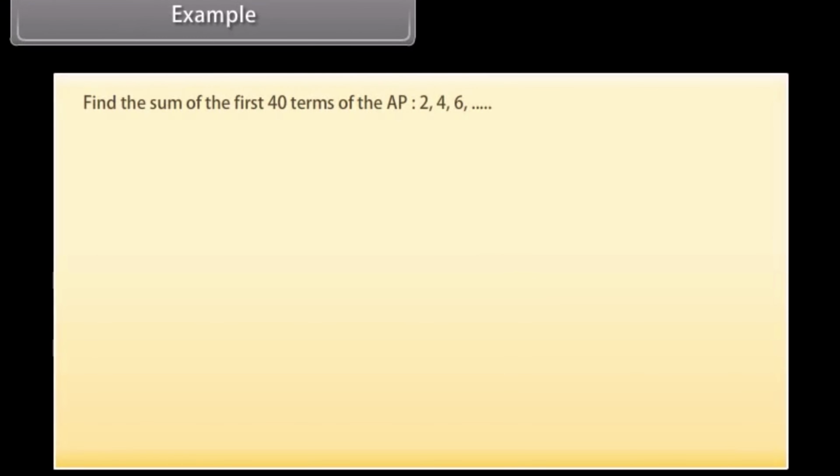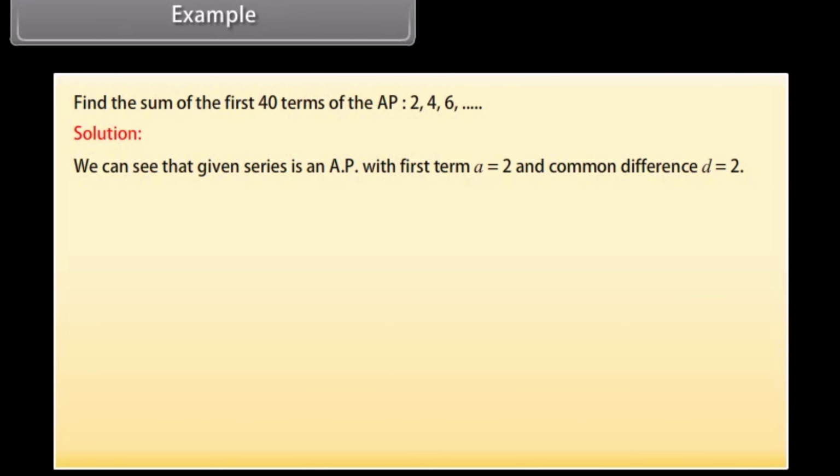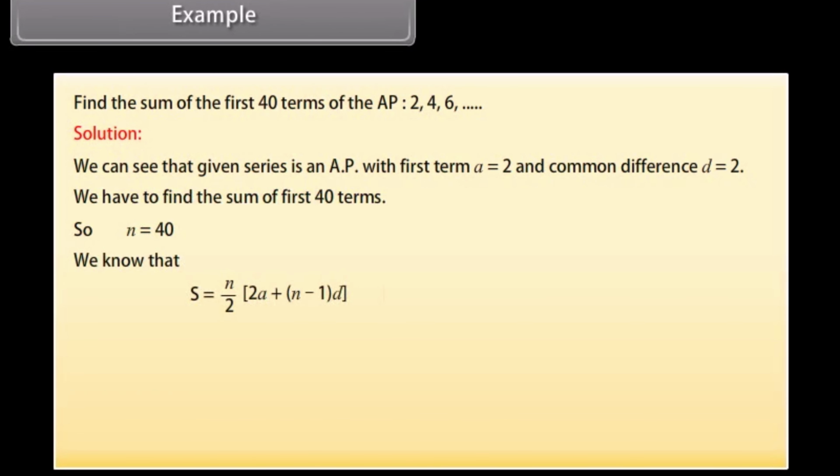Example. Find the sum of the first 40 terms of the AP 2, 4, 6, and so on. We can see that the given series is an AP with first term a equal to 2 and common difference d as 2. We have to find the sum of first 40 terms. So, n is equal to 40. We know that S is equal to n upon 2 into 2a plus n minus 1 into d.